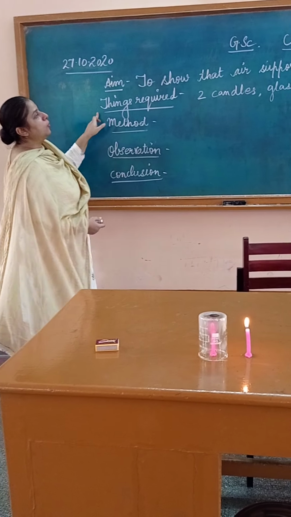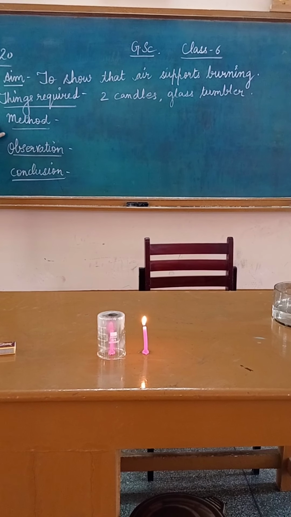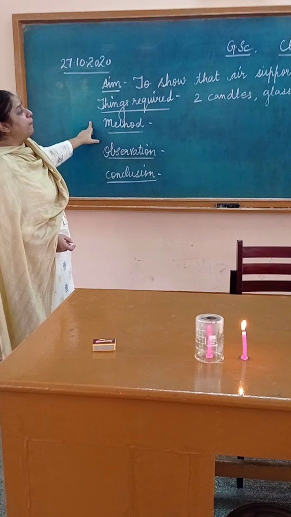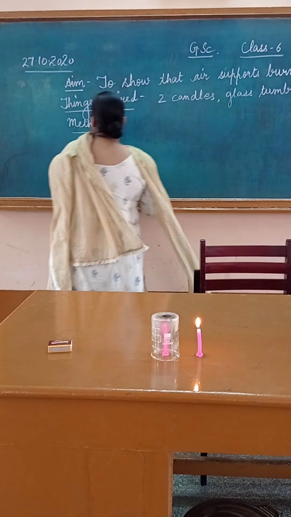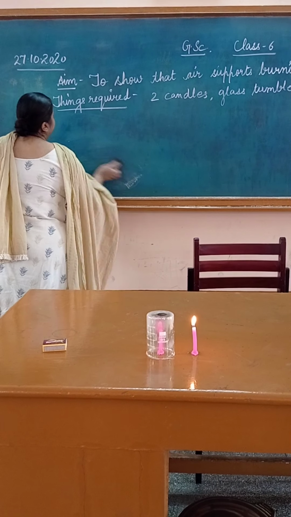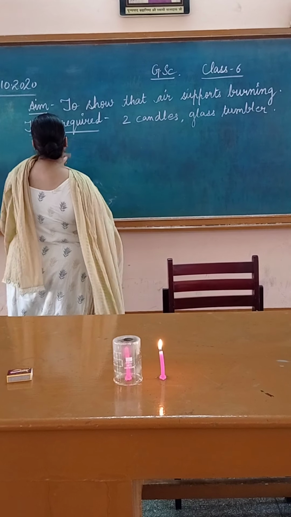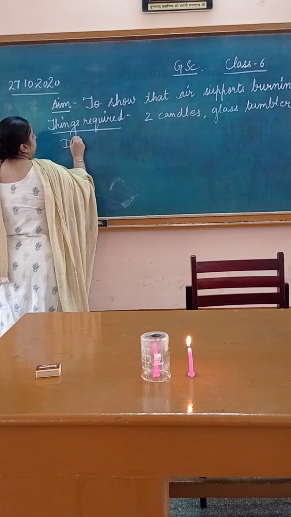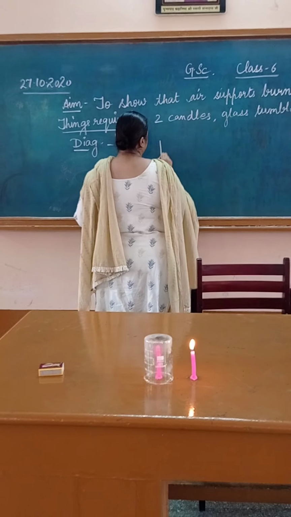So all this you have to write on the ruled page, in the practical file. And what to do on the plain page? On the plain page, you have to write the same aim and things required that you have written on the ruled page. Here you have to draw the diagram. I think you are able to draw this diagram.